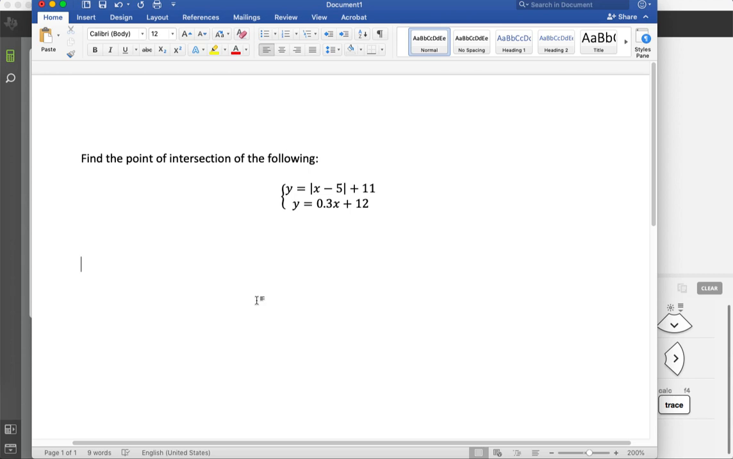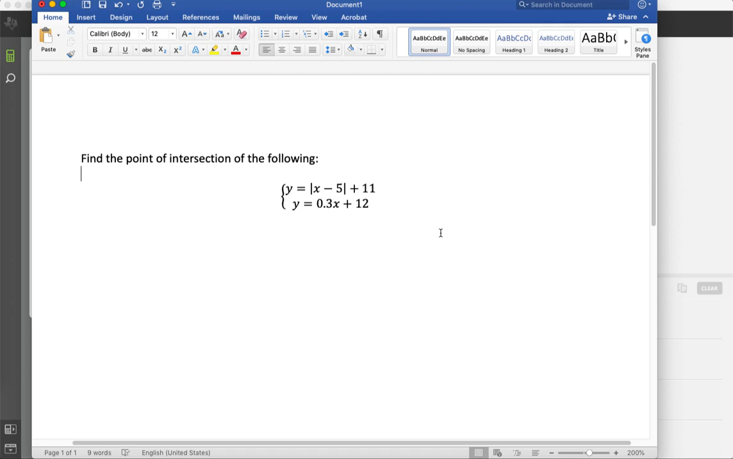In this video, we're going to look at adjusting the window settings, the viewable area of graphs on our TI-84 graphing calculator. And we're going to use this question as kind of a guiding example.